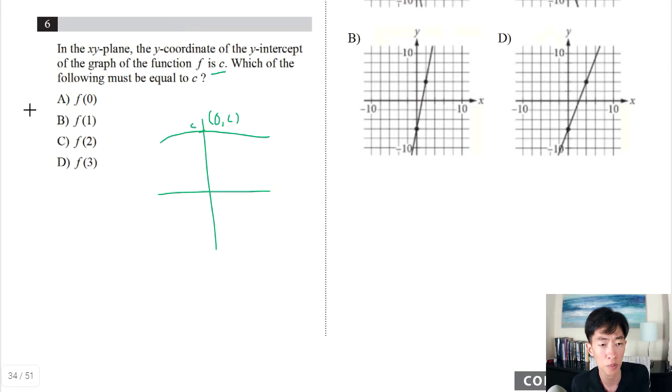So let's look at the answer choices. It says, which of the following must be equal to C? So obviously A is going to work because f of 0 is saying when x is 0, y is C. And that's true because we have (0, C). That's going to be our answer. We have no information to judge what f of 1, 2, or 3 is going to be, because remember, this could have been any type of curve. I just chose to draw a random one.